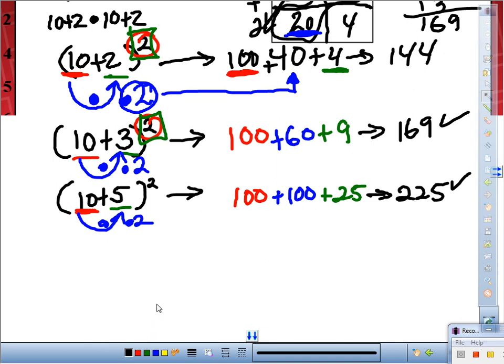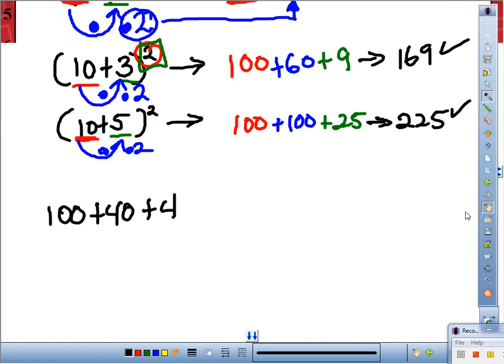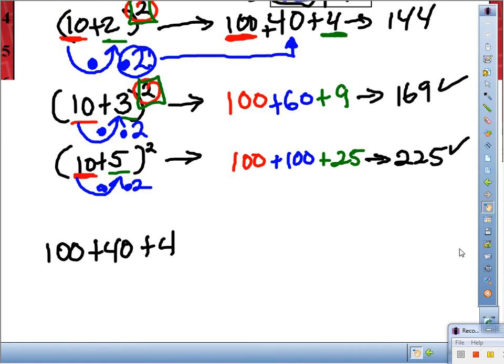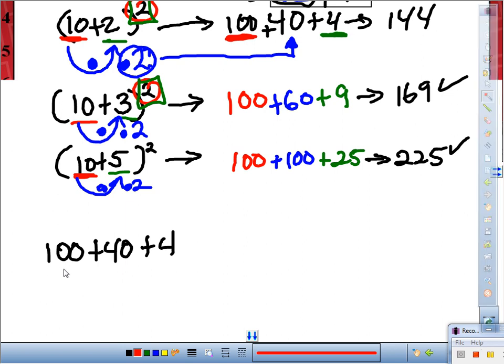Okay, guys, I'm going to give you a number. Pay attention, please. 100 plus 40 plus 4. And I want you to find me the factors. So watch. Here it goes. Look up. How did I get this number? Look up. I got it from here.